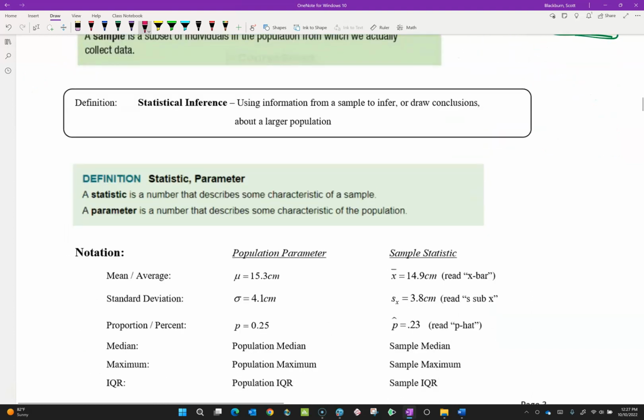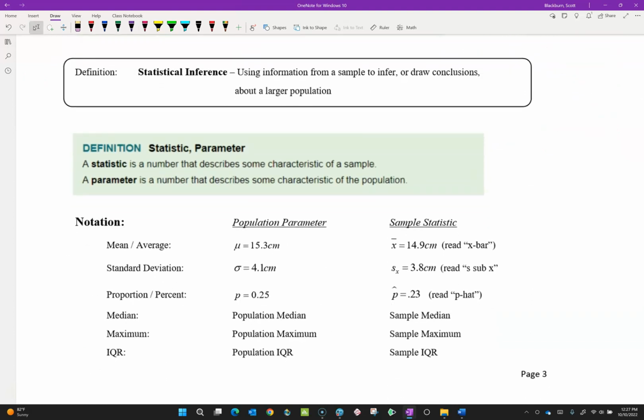A statistic is a number that describes a characteristic of a sample. I always say it's a measure from a sample. For example, the sample mean. Whereas the parameter is the measure from the population.